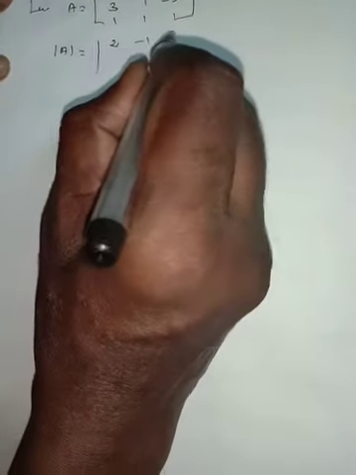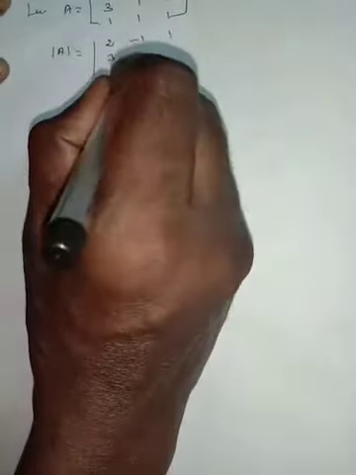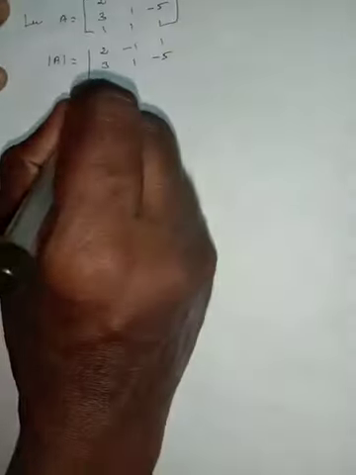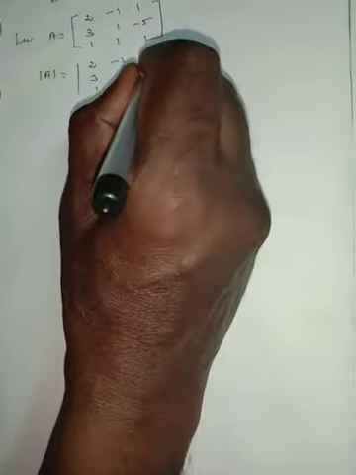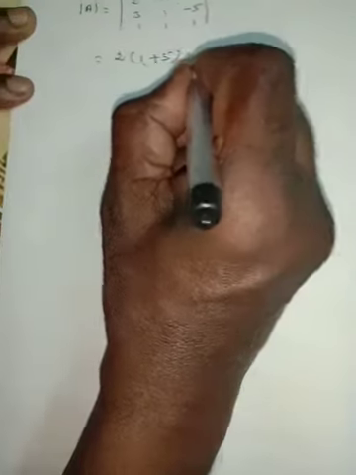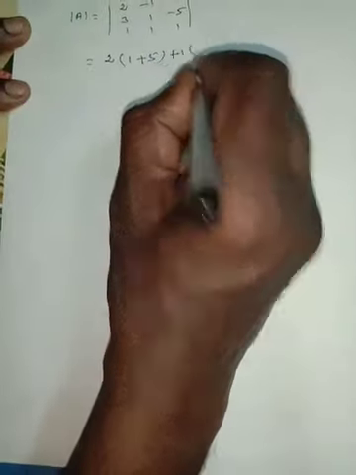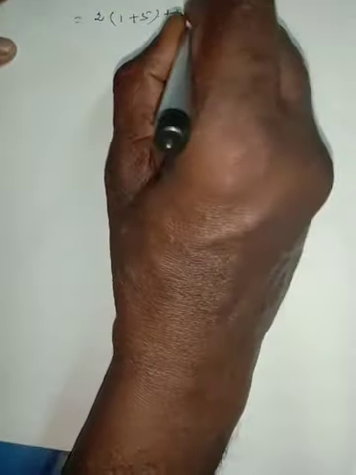To find the determinant of A, it is equal to the determinant of 2, minus 1, 1; 3, 1, minus 5; 1, 1, 1. Now 2 into 1 into 1 is 1, minus of minus, positive 5, minus of minus 1, so plus 1 into, delete first row, second column, we get 3, minus 5, 1, 1, so 3 plus 5.